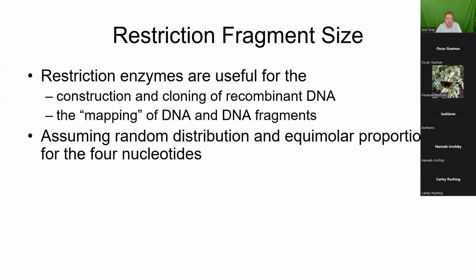So assuming random distribution and equimolar proportions of those 4 nucleotides, this is one calculation that I always like to fall back on. Most of our restriction sequences were 4 or 6 nucleotides long. What does that mean for the overall length or the frequency of how often you're going to find something? So I always like to think about it this way: you've randomly generated a piece of DNA.